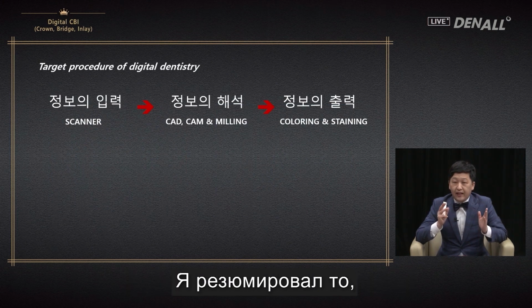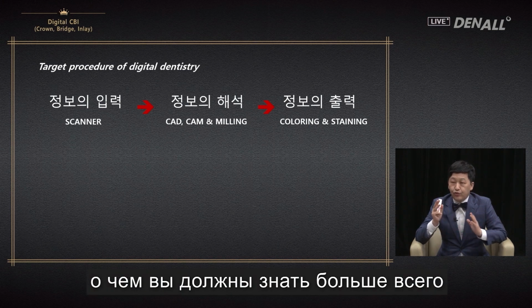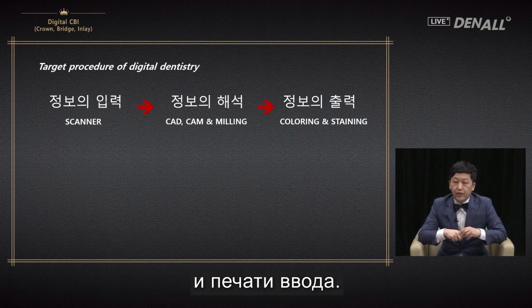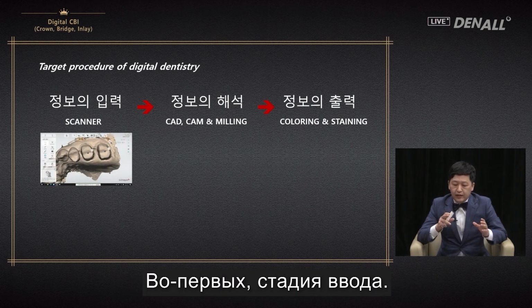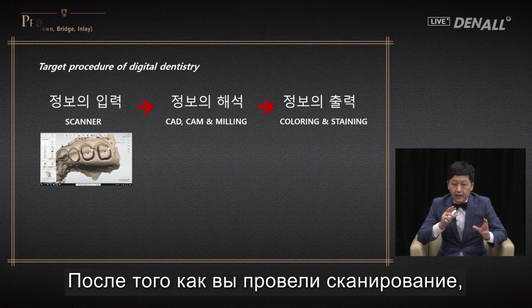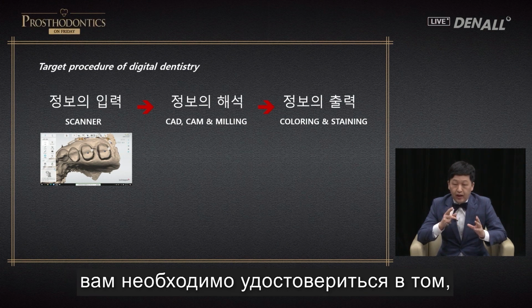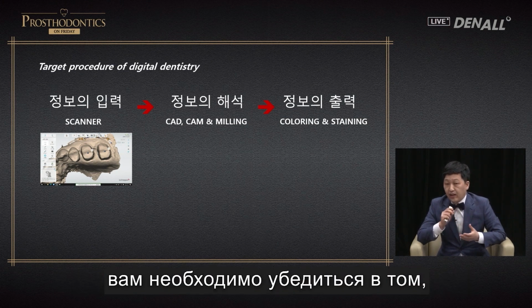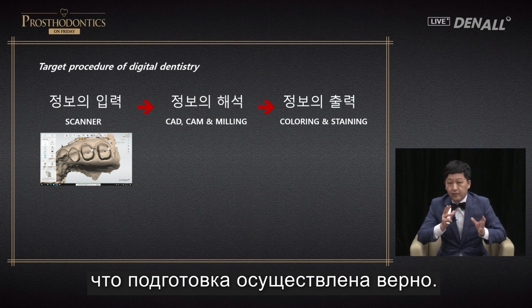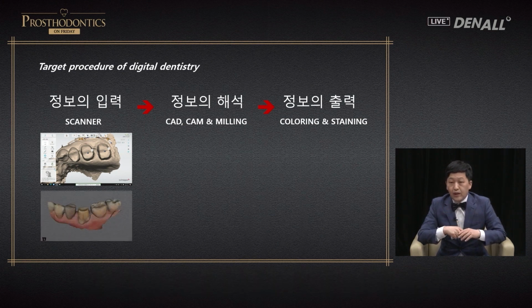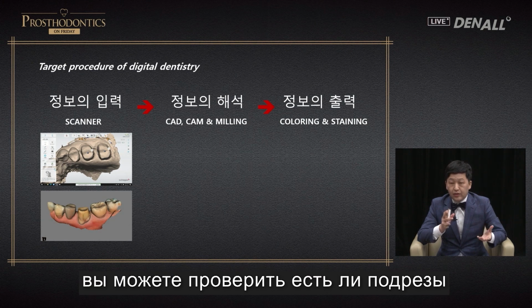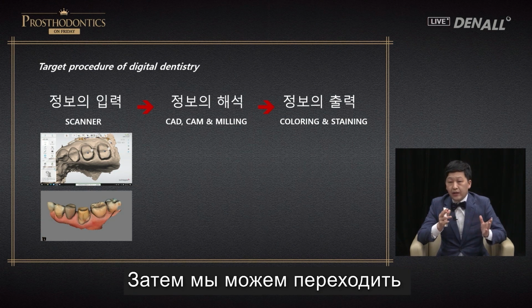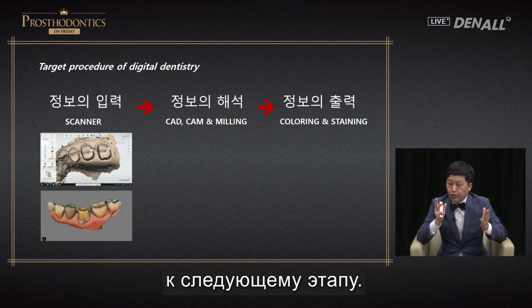I have summarized what you should be most aware of in each stage of input, interpretation, and printing. First, the input stage. Once you do scanning, you need to make sure that scanning has been done correctly. Actually, scanning is correct. You need to make sure that the prep is done correctly. Continuous review can be done. Also, at the scanning stage, you can check whether there are undercuts. These need to be checked, and then we can move on to the next step.